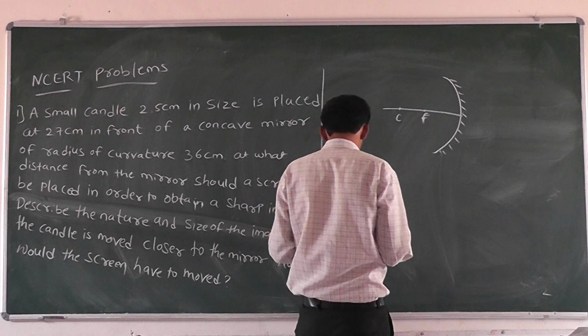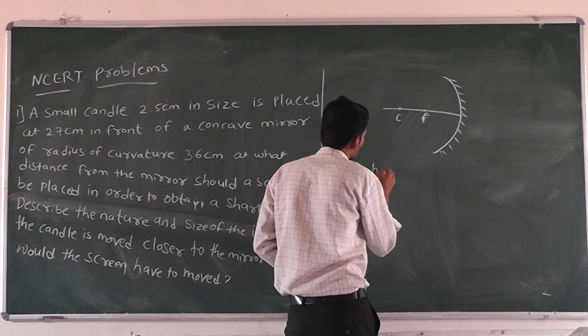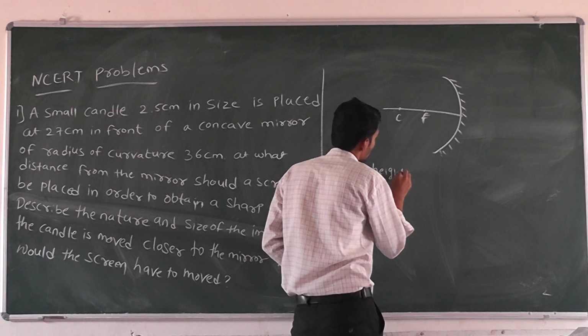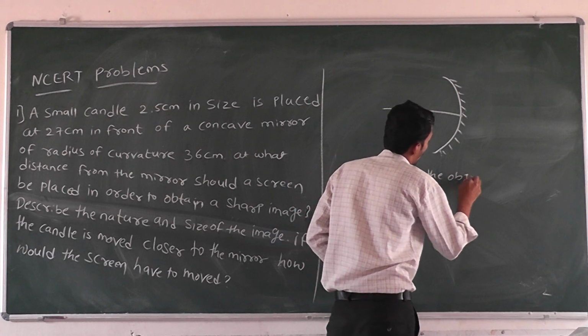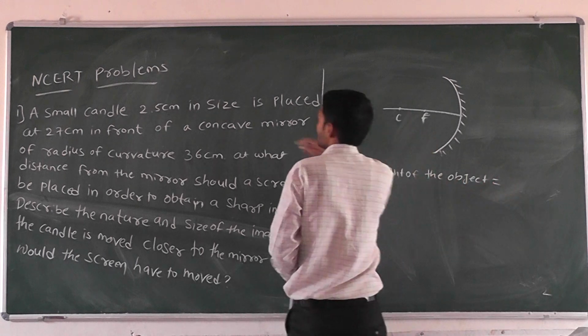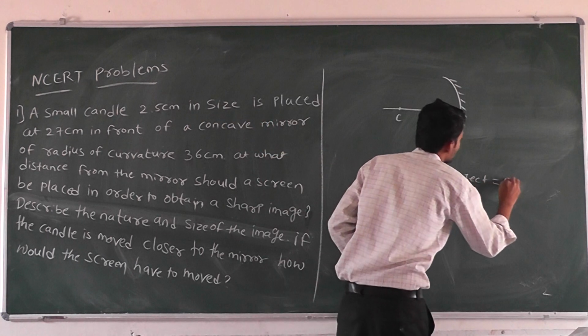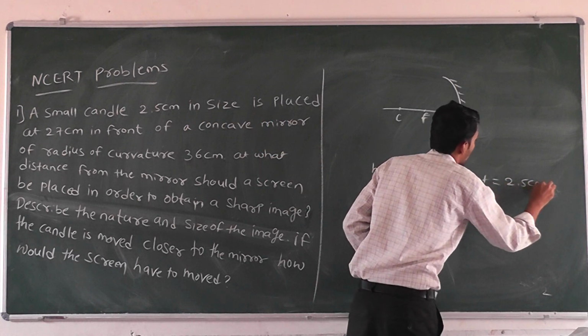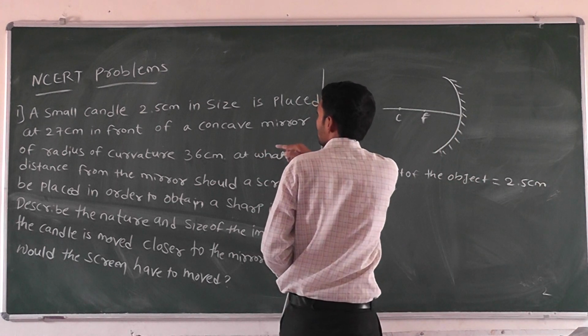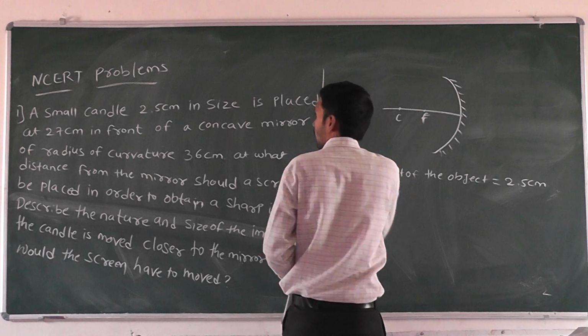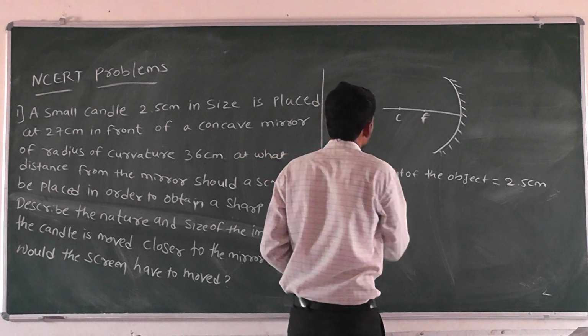What is the height of the object? They are given 2.5 centimeter. Height of the object is 2.5 centimeter, placed at 27 centimeter in front of a concave mirror, and next the radius of curvature is 36 centimeter.